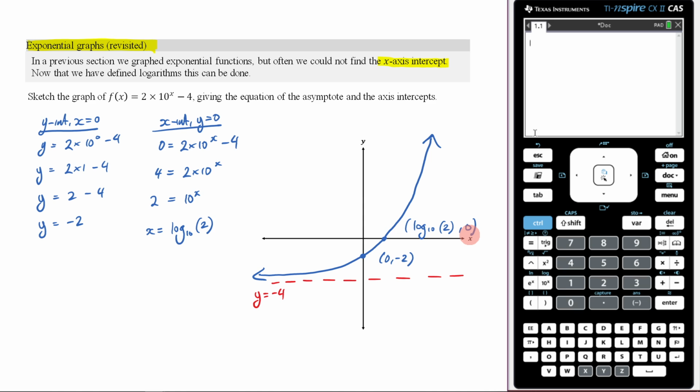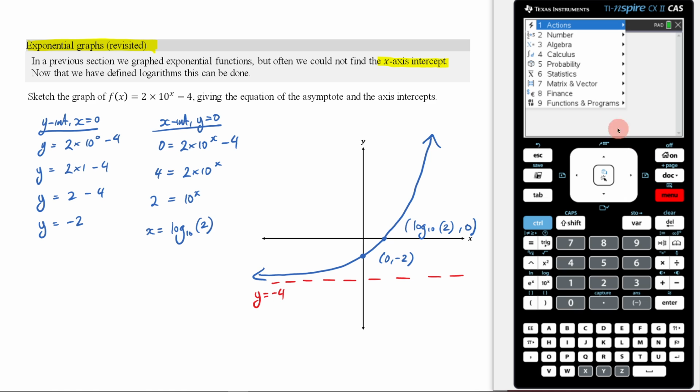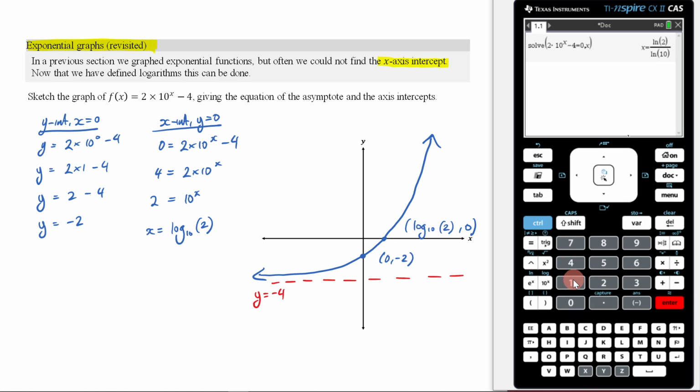And there we go. Make sure you can also do this on the CAS. So for instance, if I went menu 3, 1 to get this up, and then I went, all right, I'm trying to solve 2 times 10 raised to the x minus 4 equals 0, and I'm trying to find the x value of it, and I hit enter. Now it's going to give me it in that form. Remember, that's the change of base rule, and you can see that in action there. The 2's up the top, 10's down the bottom.